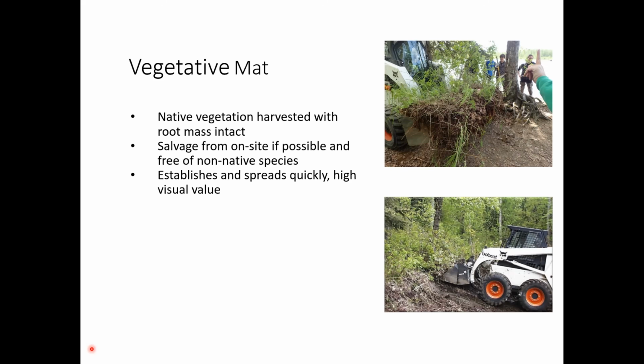So these photos show the use of a small skid steer to harvest and move the veg mat. But take note, when you look at what's being harvested, these particular veg mats include a large amount of not only the root mass in the soil, but also both woody and herbaceous plants. Next slide, please.